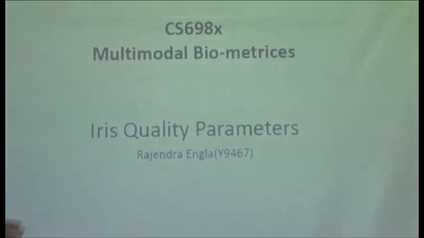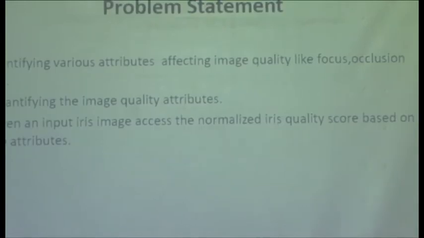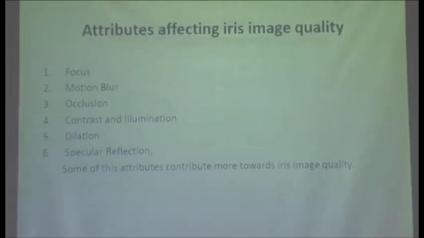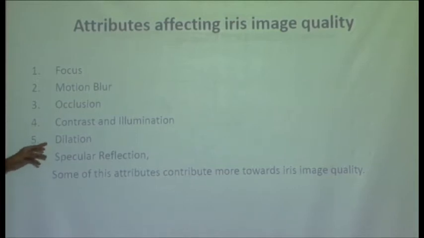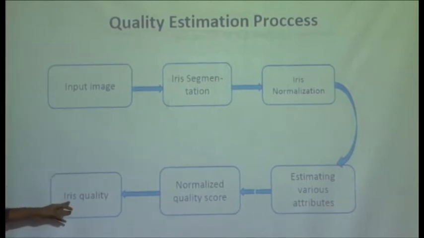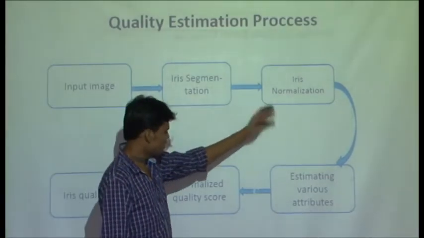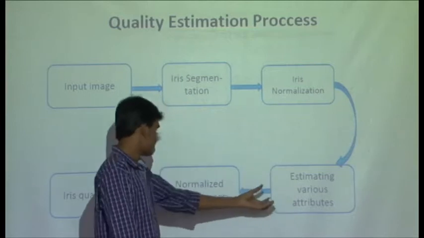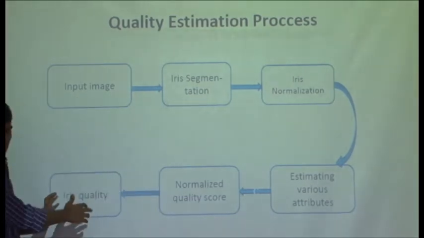Good morning everyone, my project is to estimate iris image quality. The problem is that these are the different attributes of an image. Iris image quality is affected by focus, motion blur, occlusion, contrast and illumination, dilation, and specular distribution. This is the process to estimate the quality: we get an input image, segment it, then normalize it, estimate various attributes, quantify them, and fuse them to get a quality score, and based on this we assign a quality.